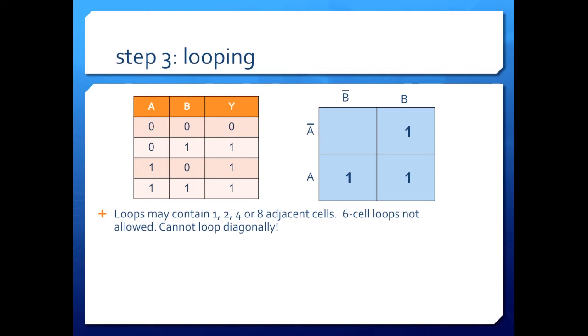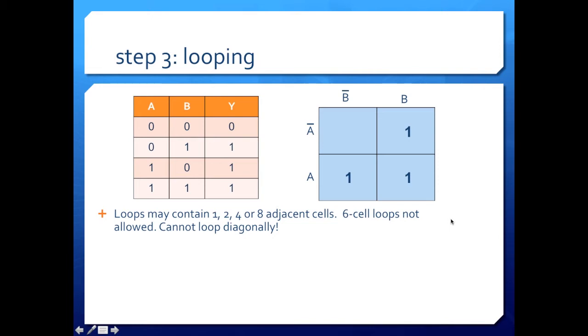So 2 to the 0 is 1, 2 to the 1 is 2, etc. So because of that, we don't look at 6-cell loops or 9-cell loops. It has to be a factor of the power of 2, so it has to be a binary number, 1s, 2s, 4s, 8s, 16s, 32s, etc. You cannot loop diagonally either.